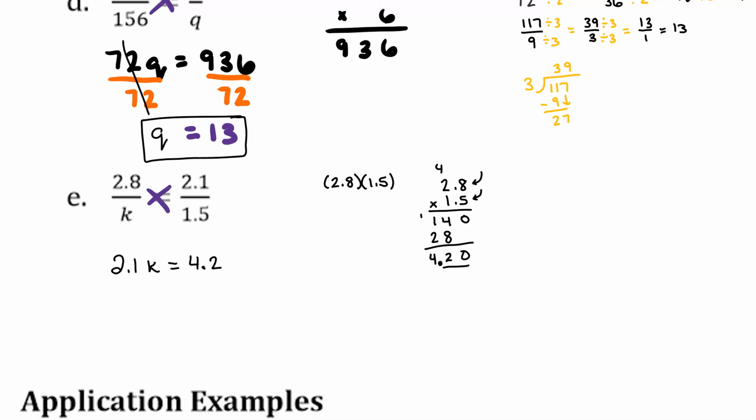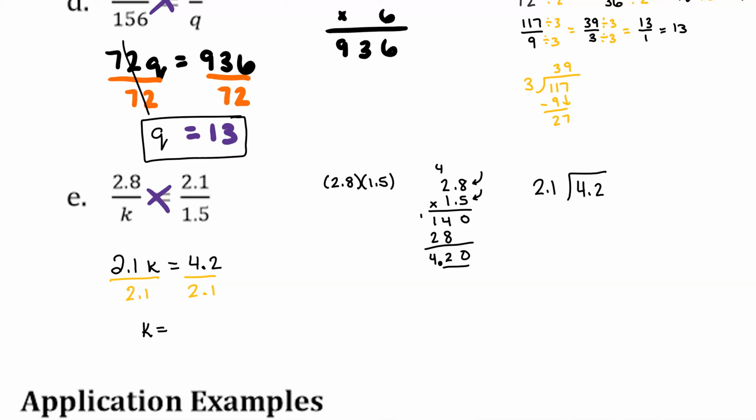Now, to get K alone, I need to divide by 2.1. So let's review decimal division. Okay, 4.2 divided by 2.1. We want to have a whole number on the outside.